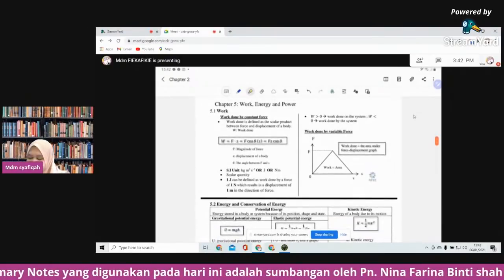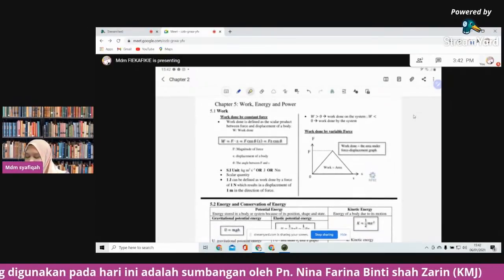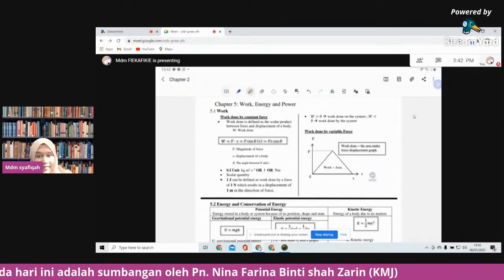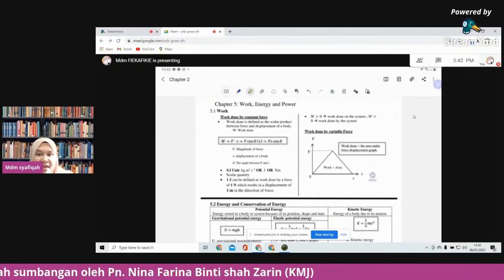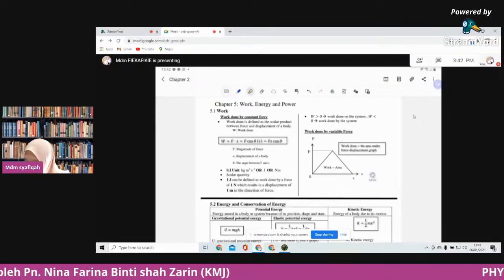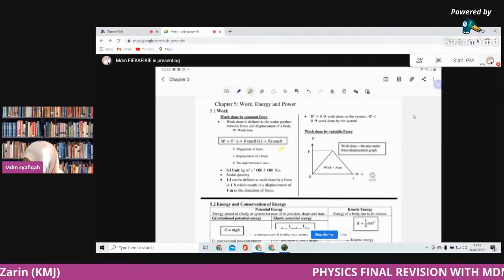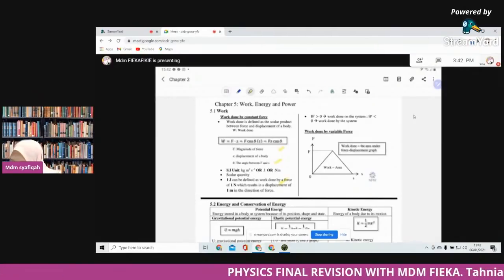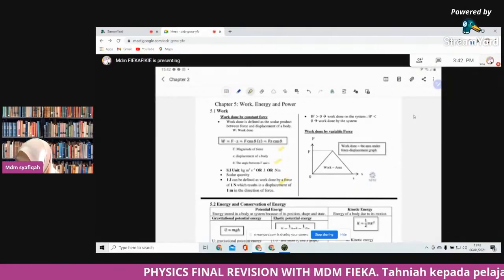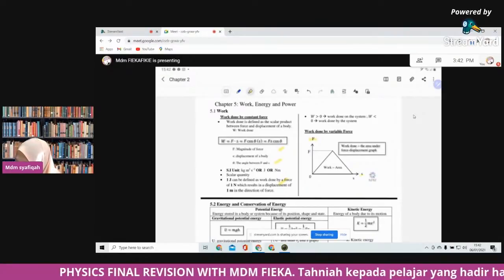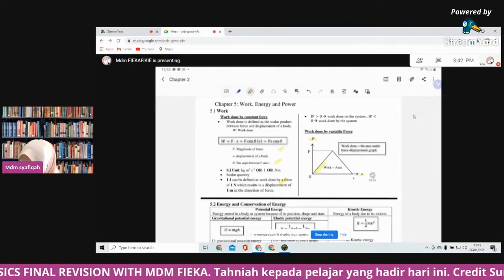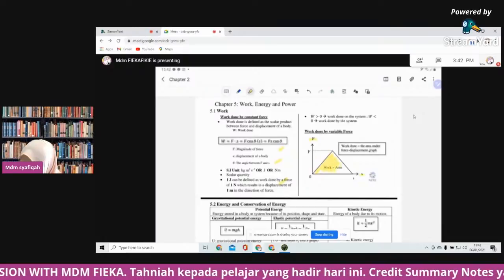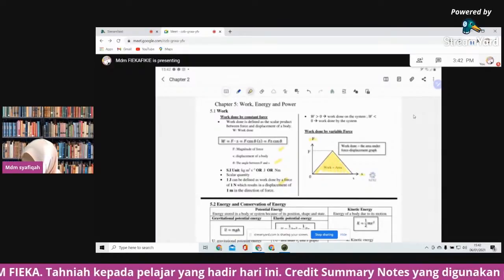Okay, so chapter 5. So work done by constant force. So formula, okay. W is equal to Fs cos theta. Okay, kita ada. Okay, ini semua awak dah tahu lah ni. Okay, tak apa. Okay, so work done. Okay, we have first graph of F against S. Okay, so the area under the graph is the work. Okay, you boleh kira lah.